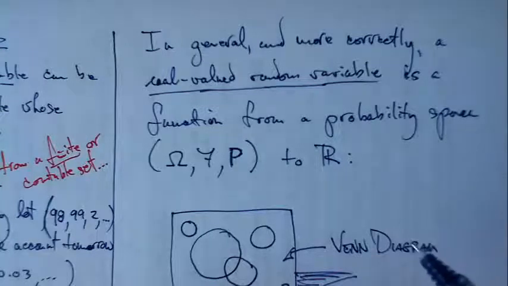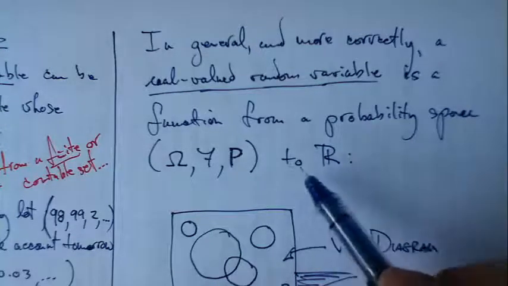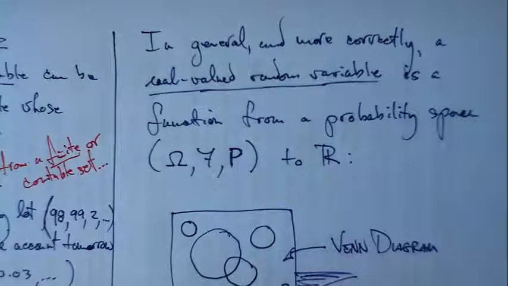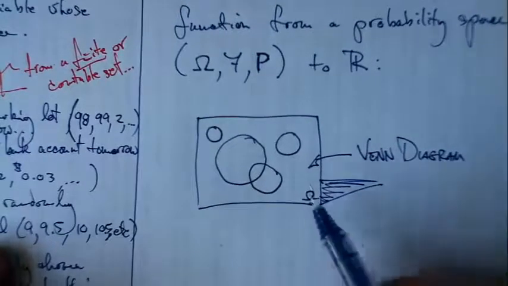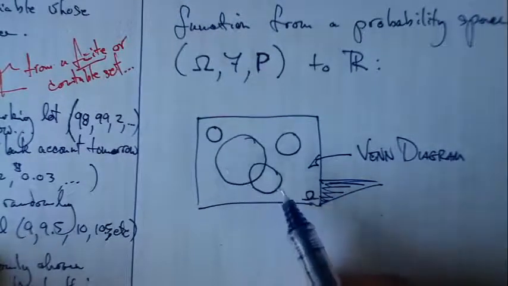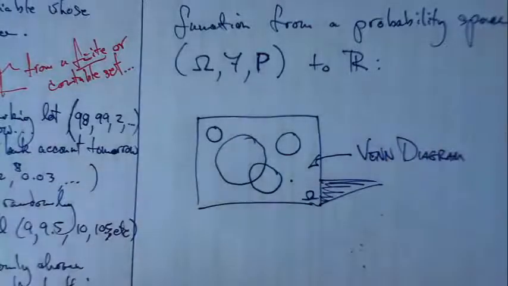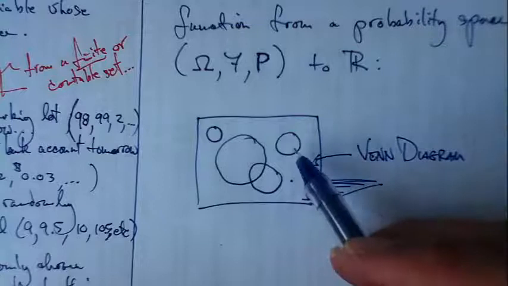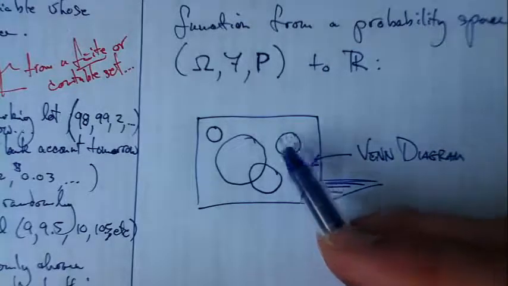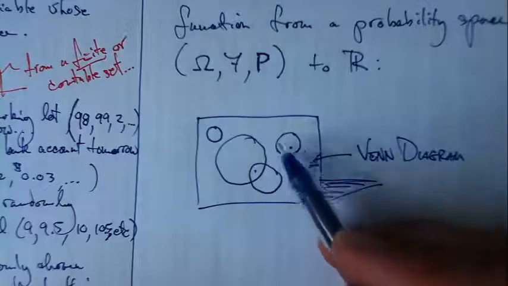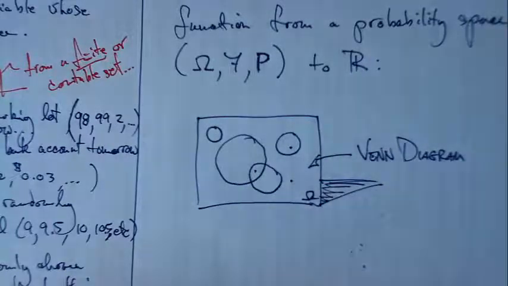So a real valued random variable is a function from a probability space to the reals. Let me give you a picture of that. Here's our Venn diagram. We love this because this is the place where you perform an experiment. You get an outcome somewhere in there, and if you get the outcome in here, then this event has occurred. If the outcome is in here, then this event has not occurred, but both this and this event have occurred. We've played with those before.